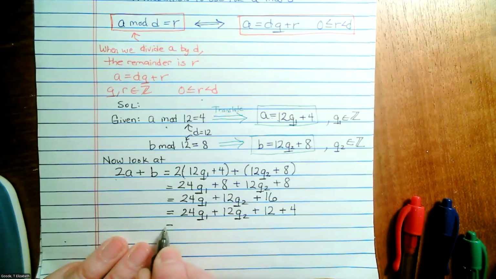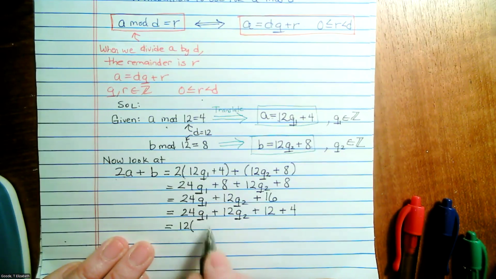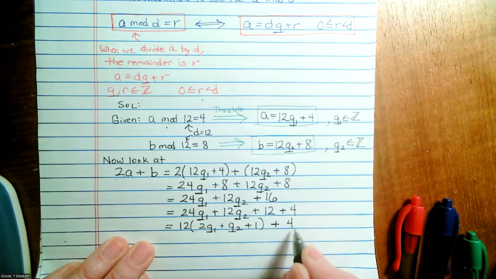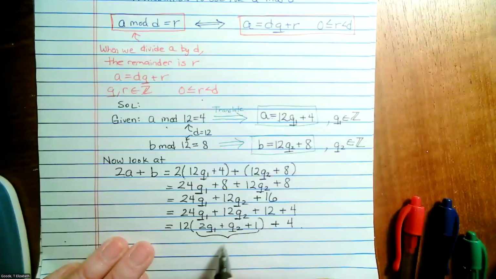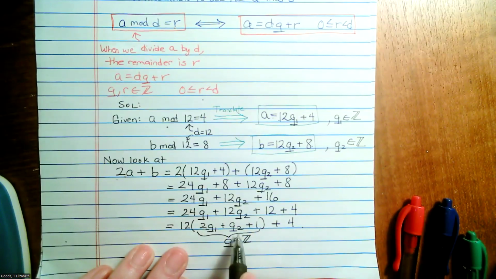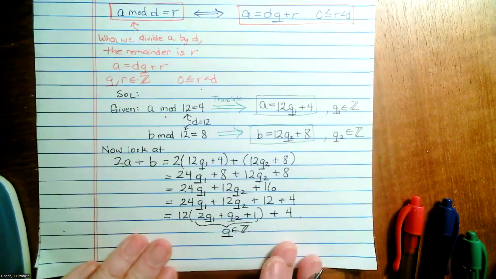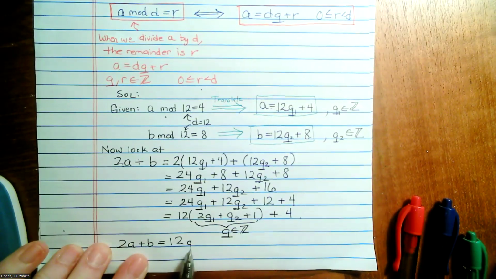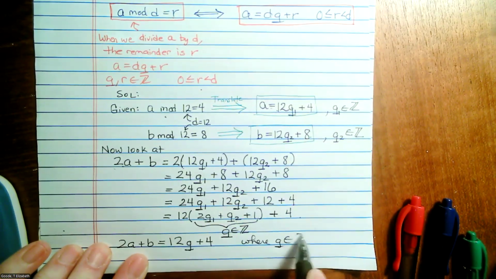So now, if we just factor out a 12, we have 12 times (2Q1 plus 1 copy of Q2 plus 1) plus 4. This is now an integer. Just call it Q, right? This is definitely an integer because Q1 is an integer and Q2 is an integer, so it's sums and products of integers. So 2A plus B looks like 12Q plus 4, where Q is in Z.